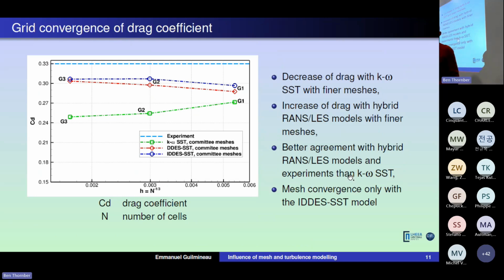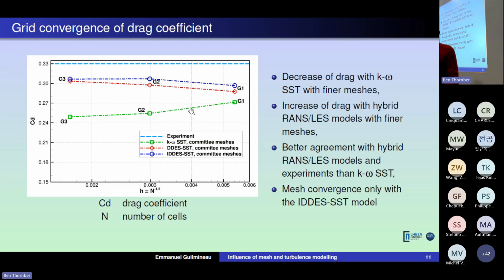Now I present the evolution of the drag versus the size of the cells of the mesh. When we have a low value of H, that means we have a very fine mesh. And here I present the results obtained with the committee meshes for the three meshes. In green is Convergence-SST, in red is a DDES simulation, and in dark blue is IDDES.